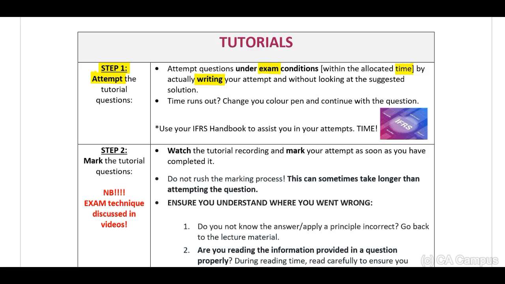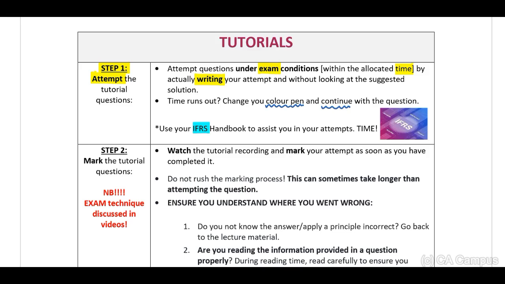Now, important. We recommend that when you start with a question, make use of one color pen, for example, blue. As soon as your time runs out, continue with another color and finish that question. During your marking, you will be able to identify if you will be able to pass a question within the allocated time. Then remember, you have access to your IFRS handbook, but you cannot open your IFRS textbooks for the very first time in a test or an exam.